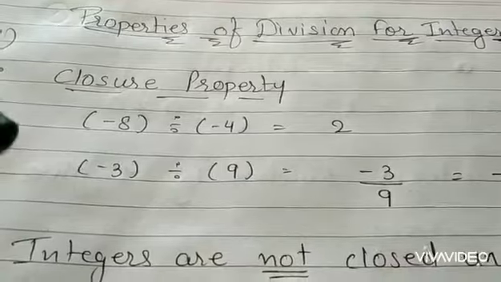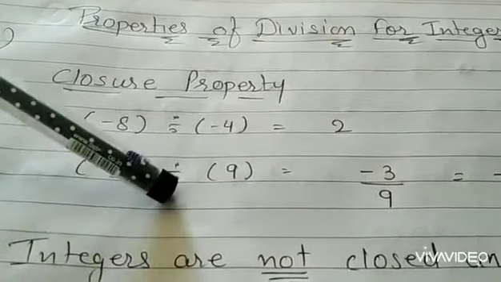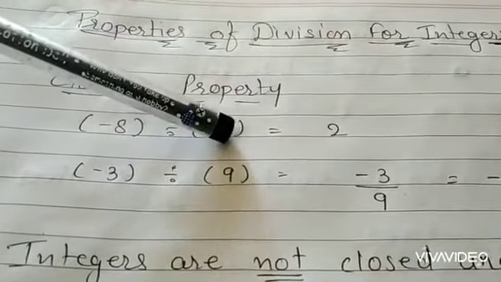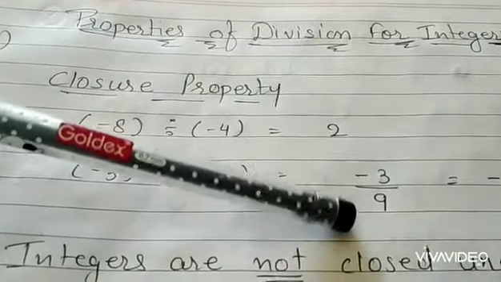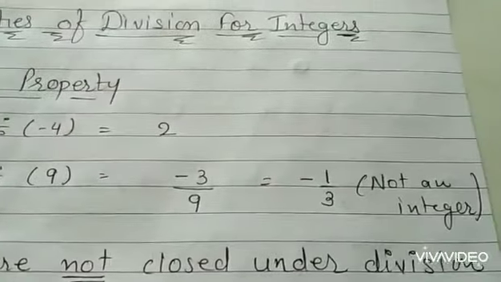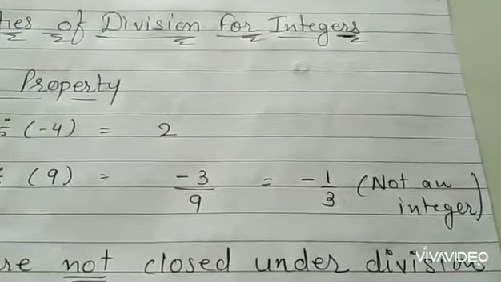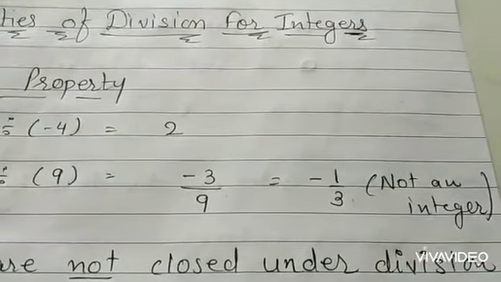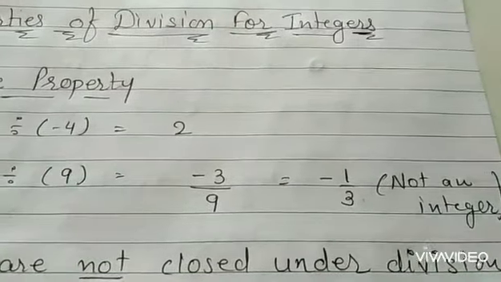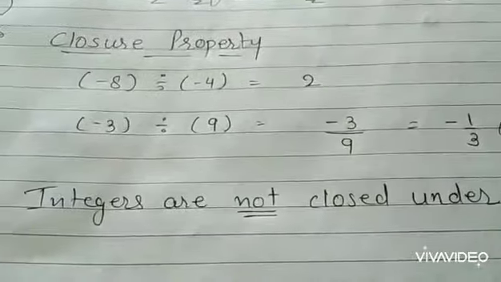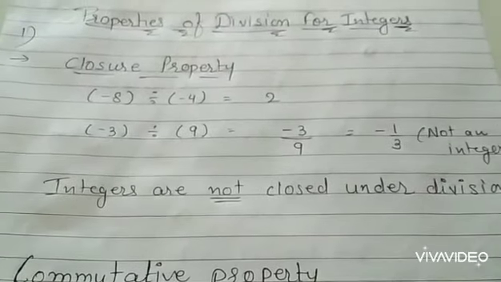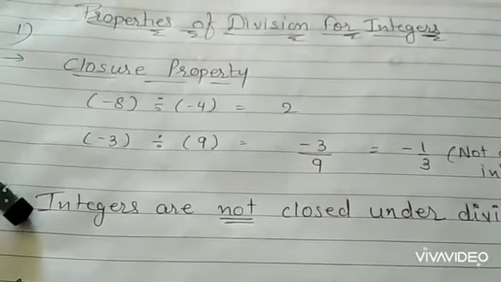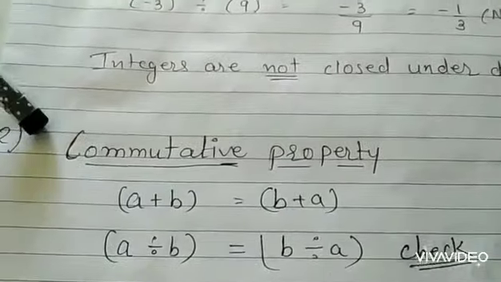Now we will take another example: minus 3 divided by 9. In this situation, minus 3 divided by 9 is nothing but minus 1 upon 3, and minus 1 upon 3 is not an integer. So we can say that integers are not closed under division.